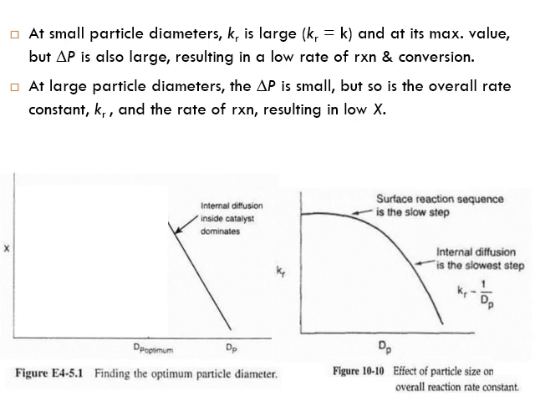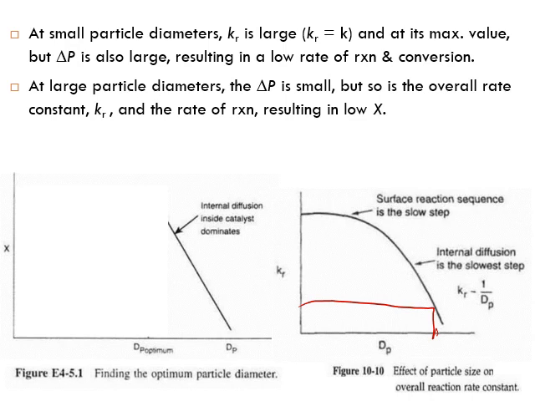At large particle diameters, the pressure drop is small, but so is the overall rate constant Kr. Why is that? Because you have lots of resistance for the internal diffusion.